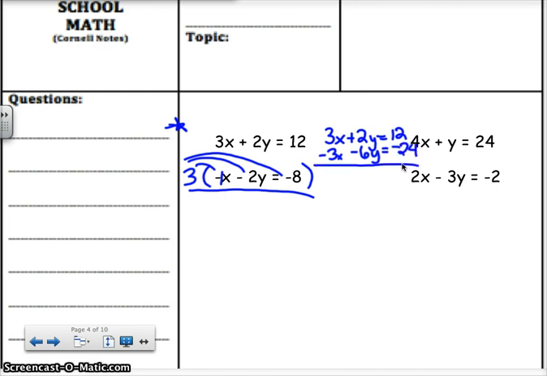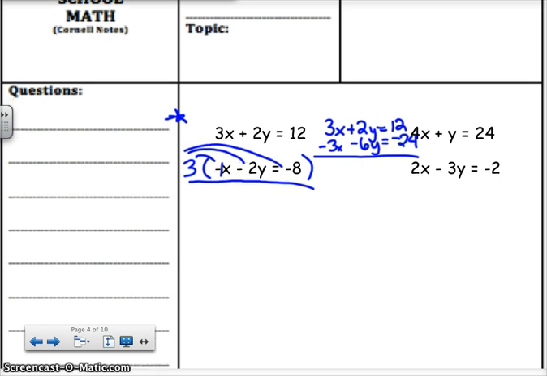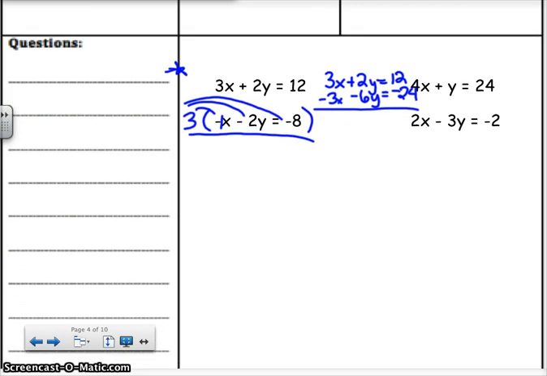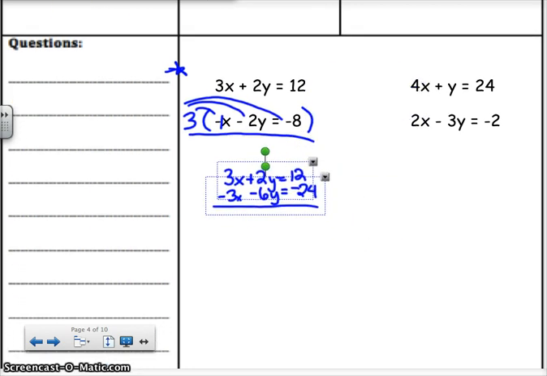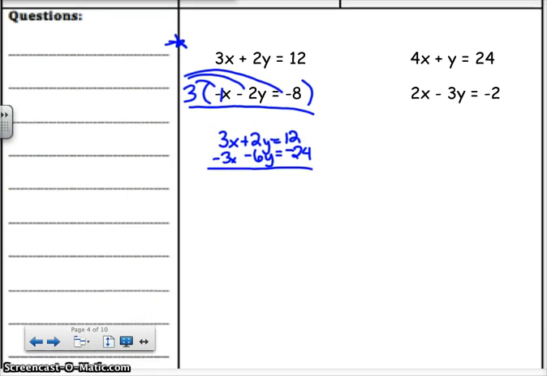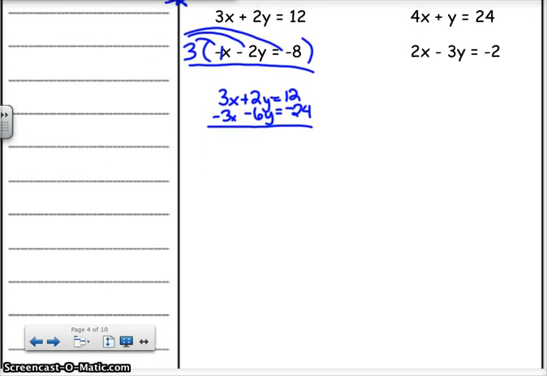I hope you have room. You might need to rewrite them under because you got plenty of room going down on your notes. I'm going to move this. Okay, so that's me distributing. Now I have opposites. Do you see the opposites? So now I can combine them. Combine means add.